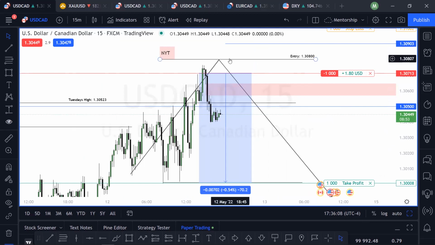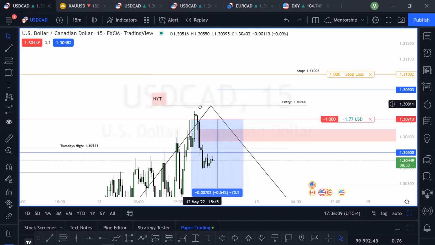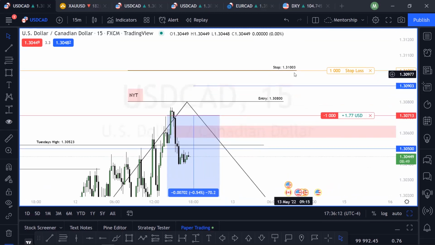This entry here, the 80. Where am I putting my stop loss? The next zero level, right here. This is how I trade, and these are the signals I send you. My stop is here, my entry is here.